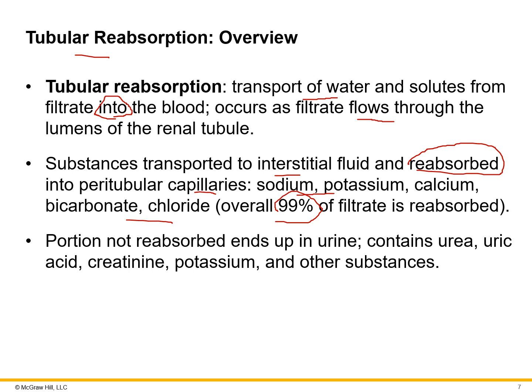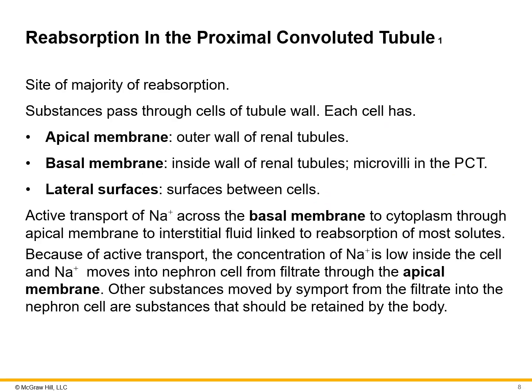So again, if we think about all the blood that flows through our kidneys, we're only excreting about 1 to 2 liters. So the majority of what's being filtered out gets reabsorbed. The portions that are not reabsorbed are what ends up in the urine. That includes things like urea, uric acid that comes from protein breakdown, creatinine, potassium, and a few other substances as well.